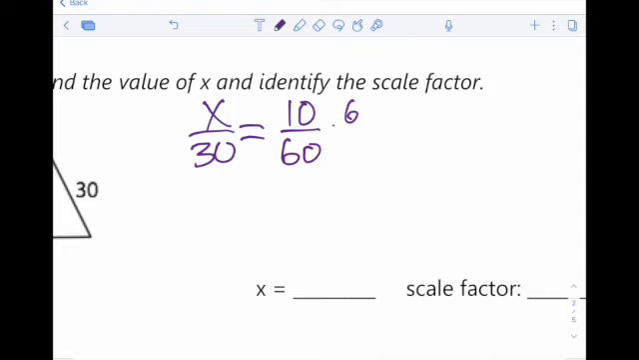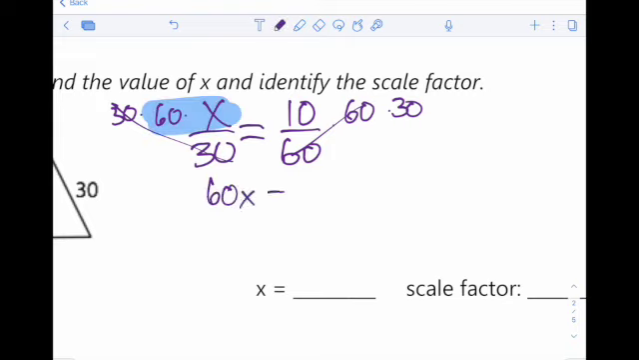I'm going to multiply both sides by 60 because that gets rid of the 60, and I'm going to multiply both sides by 30 because that gets rid of the 30. Now what's left is this 60 times x and 30 times 10.